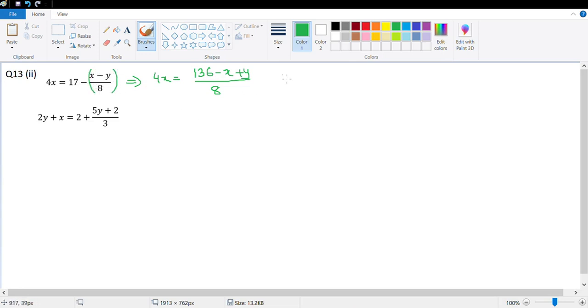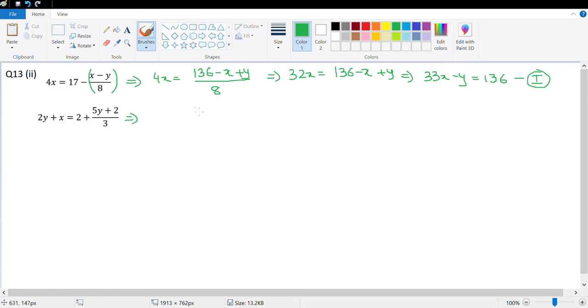Let's cross multiply. When I cross multiply, I get 32x is equal to 136 minus x plus y. Let's bring x on one side, which means 33x minus y is equal to 136. Yeah, that's correct. 33x minus y is equal to 136. Let's call this equation 1.